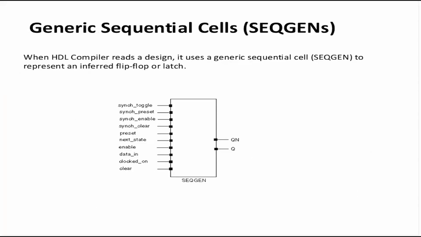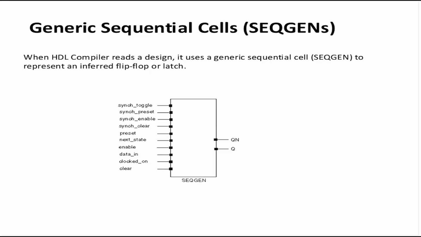Now let's look at one of the most popular GTECH sequential cells. It is called SEQGEN. Whenever the SGL compiler reads the design, it uses this SEQGEN module to represent an inferred flip-flop or a latch. So whenever it encounters an always block and deduces that it's either a latch or a flip-flop, it will map that logic onto a GTECH sequential element.